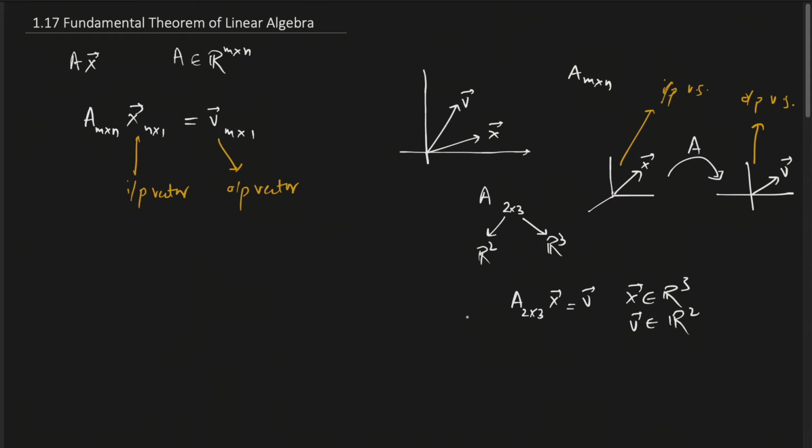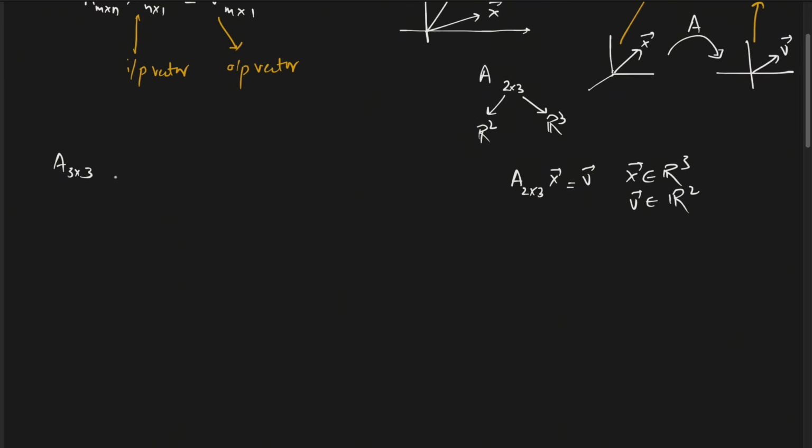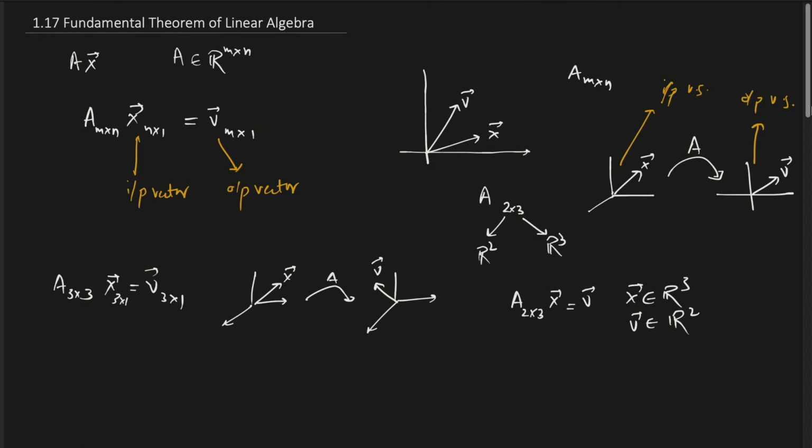Similarly, there could be a 3 cross 3 matrix. You can also have a 3 cross 3 matrix which is invertible. Basically, all the column vectors are linearly independent. Then it will map vectors from R3 to R3. Okay, this is 3 cross 1, and this is also 3 cross 1. So the input vector space is also R3 because the vector is lying in R3, and after the transformation A, the output vector space is also R3. The vectors are lying in this XYZ volume.